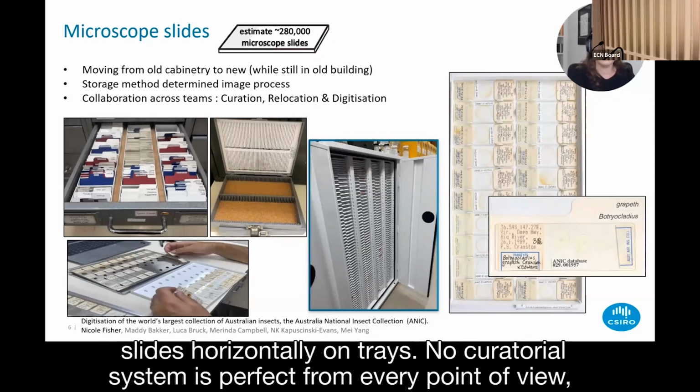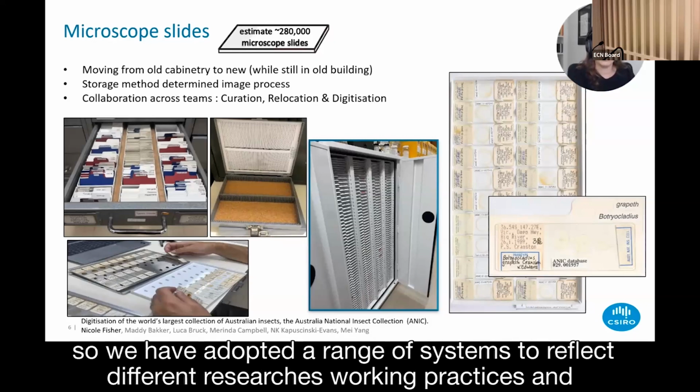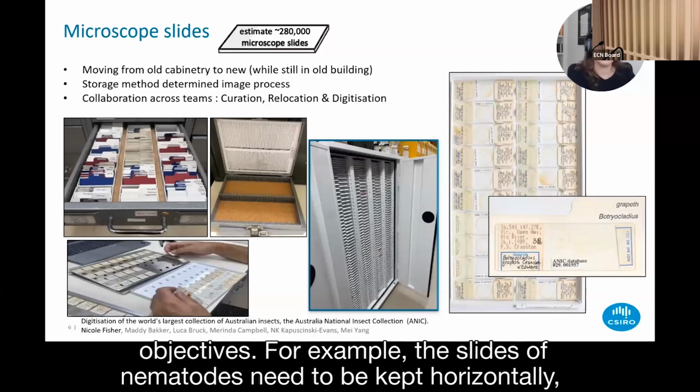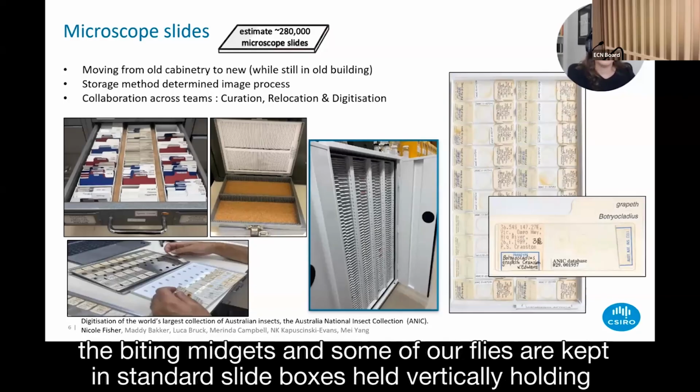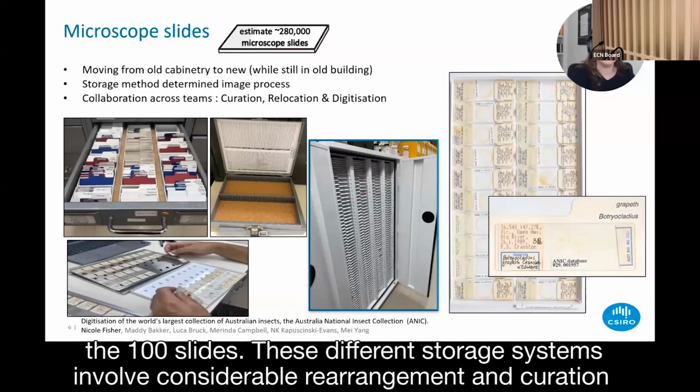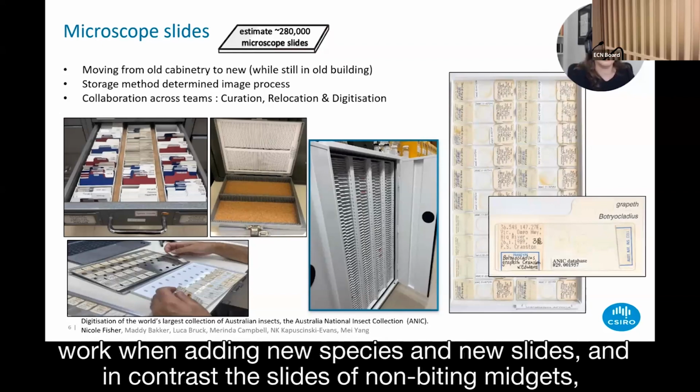No curatorial system is perfect from every point of view, so we have adopted a range of systems to reflect different researchers, working practices and objectives. For example, the slides of nematodes need to be kept horizontally. The mite and scale insect collections are also kept in flat horizontal trays. The whiteflies, the biting midges and some of our flies are kept in standard slide boxes held vertically, holding 100 slides. These different storage systems involve considerable rearrangement and curation work when adding new species and new slides.